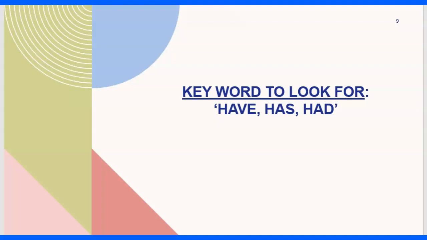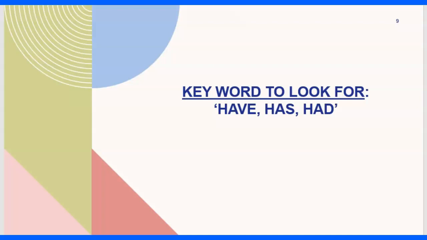And so it's going to be super easy in a test, because if you see have, has, or had, you have to tell me it's a perfect tense. Have or has is going to indicate present. Had is going to indicate past. And if you add the word will to it, you will have future. This is super easy to do a test on.